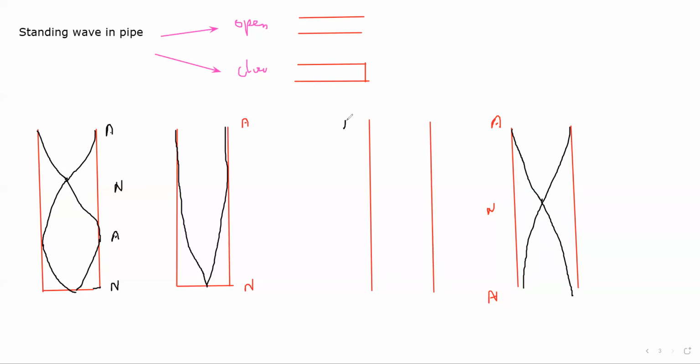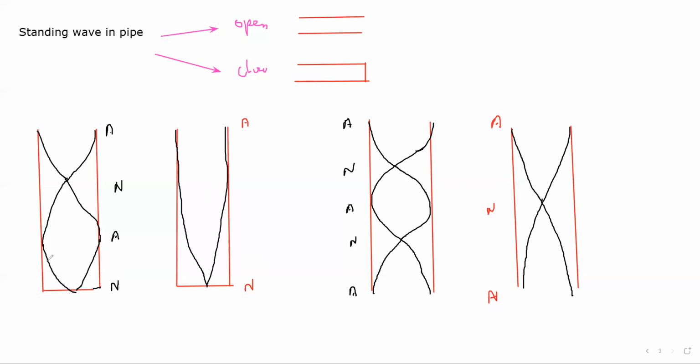So always at the open end you will have antinode. In between them maybe you have node, then antinode, and then node again. Antinode means maximum amplitude, node means zero amplitude. Then antinode maximum amplitude, then node means zero amplitude, then antinode maximum. When I make a representation of a standing wave, it will be like this. But always at the open end you will have antinodes, and at the closed end you will have nodes.